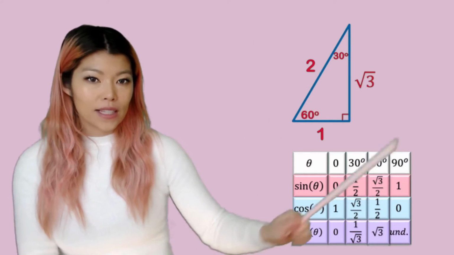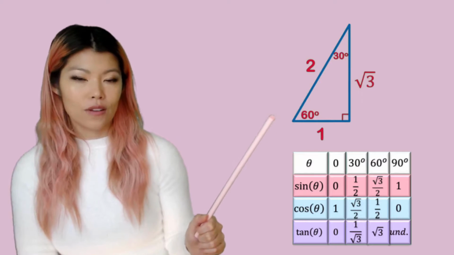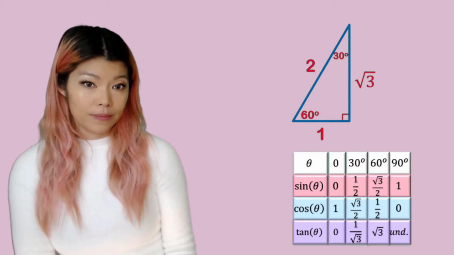So you can see why it's useful to memorize this triangle, because if you memorize this triangle, you can figure out what sine, cos, tan of 60 and 30 are pretty quickly.